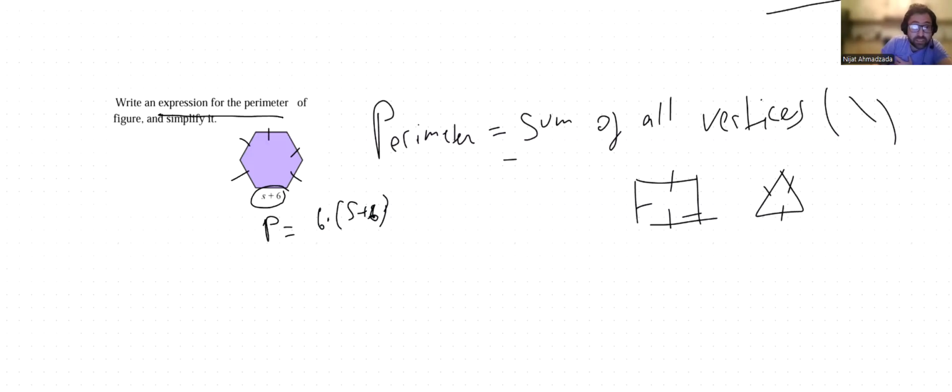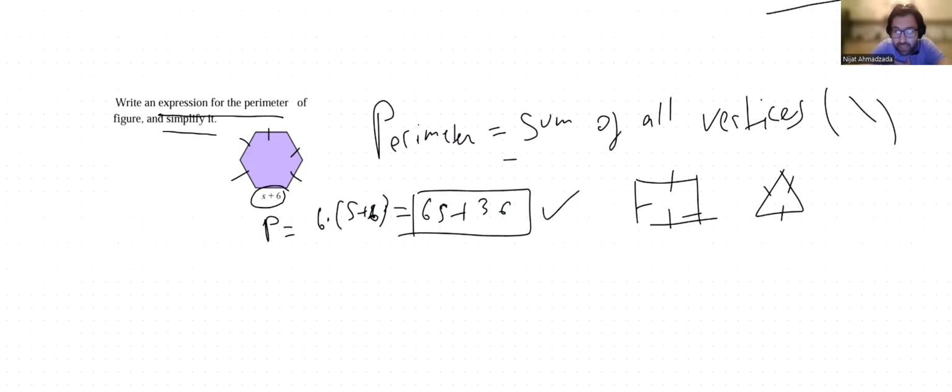But then we have to simplify it. For the simplification, I'm just going to expand it. So 6 times s plus 6 times 6. So 6s plus 36 will be the answer for the full point of this question. And then the next question.